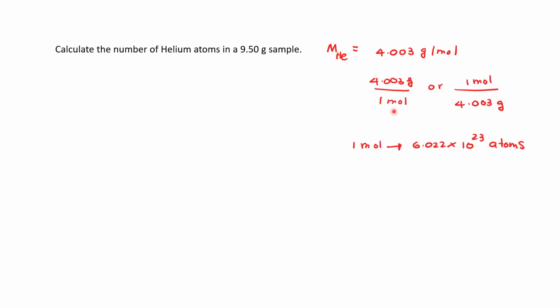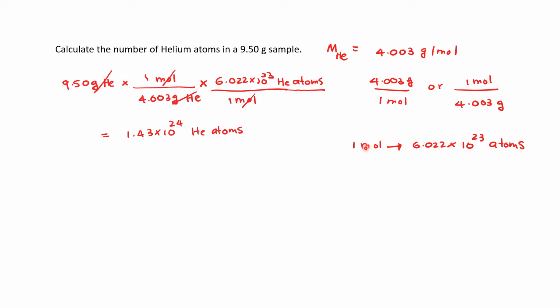Calculate the number of helium atoms in a 9.50 gram sample. So remember helium is monatomic and the mass of helium is 4.003 grams per mole. And we can write this information in two fractions and you are going to need one of these fractions in your calculation. Also remember 1 mole equals this many atoms. We call this Avogadro number and you are going to use this information as well. Whenever you are asked to calculate the number of atoms, remember you always have to use the Avogadro number.